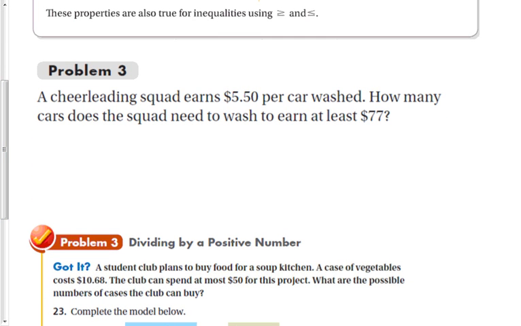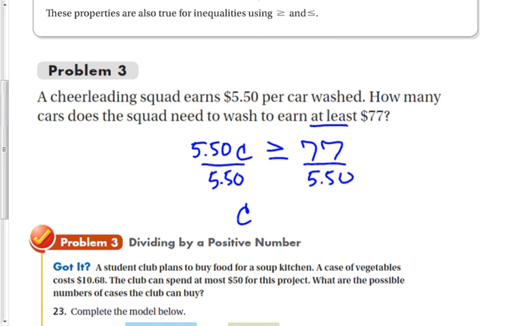Here's a problem we're going to do, and we're going to represent this as an inequality. The cheerleading squad earns $5.50 per car washed. How many cars does the squad need to wash to earn at least $77? So let's let C be the number of cars they wash. So the amount they earn is 5.50 times C, and at least means greater than or equal to 77. So we're just going to divide both sides by 5.50. That will not change the inequality.